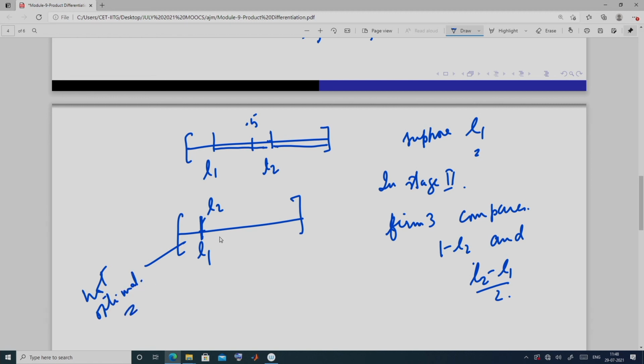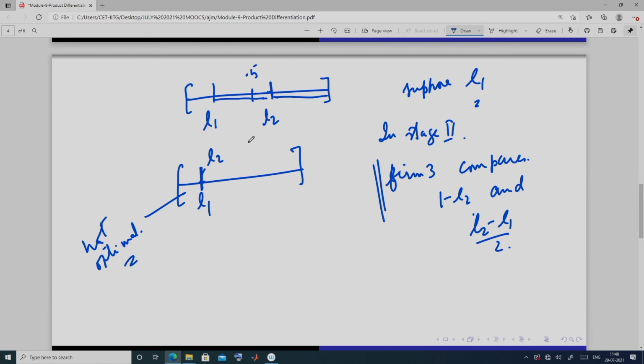So, if this is not optimal, then it will look at somewhere here. It has chosen, suppose, this L2. If L2 is this, then firm 3 will compare this. Now, because L2 and L3 are being chosen simultaneously, suppose this is L1 and suppose this is L3.